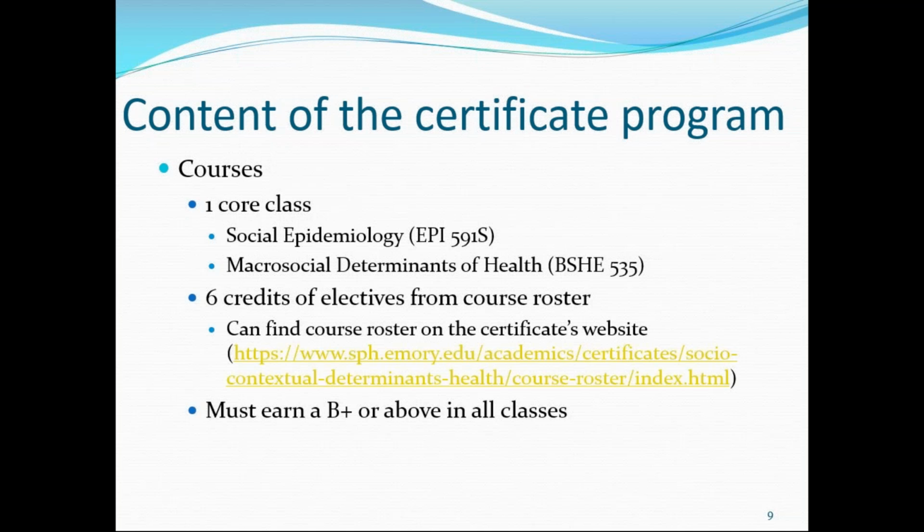For the coursework, you have to take 1 core class and earn 6 credits of electives from the course roster. The core class, you can choose either social epidemiology or the macro-social determinants of health, one of those 2. You also have to take 6 credits of electives from our course roster. And one of the reasons why we have created this additional requirement is that we want you to be able to tailor your learning in a topical area or a methodological area that resonates most closely with the career trajectory that you're forging for yourself.